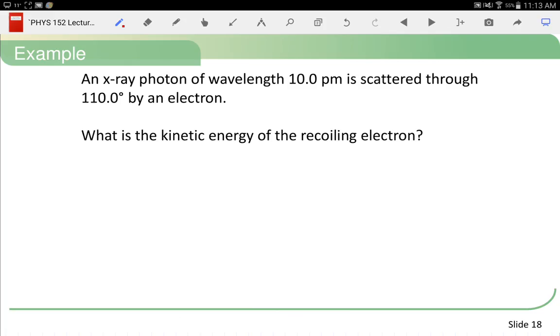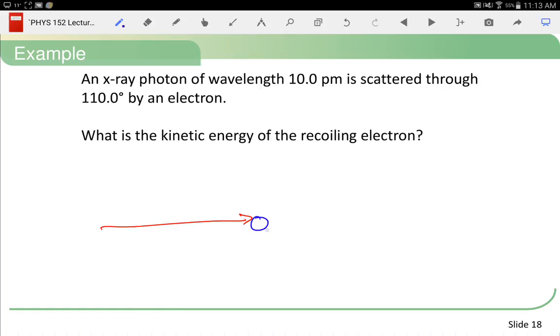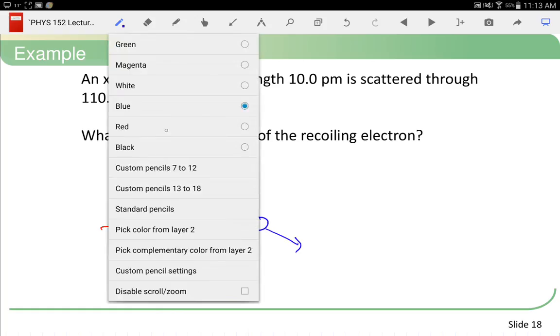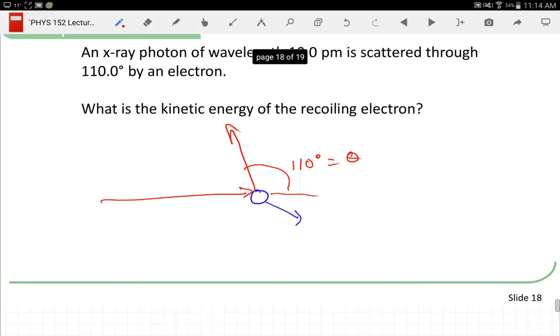A problem, yeah, we've got time to do it, because this is my next to last slide, I think. An X-ray photon of wavelength 10 picometers is scattered through 110 degrees by an electron. So, as with the test, start with the photon coming in. It hits the electron, and the electron cruises off like this. The photon cruises off like this. So I have 110 degrees that the photon is scattered. It says, what is the kinetic energy of the recoiling electron?